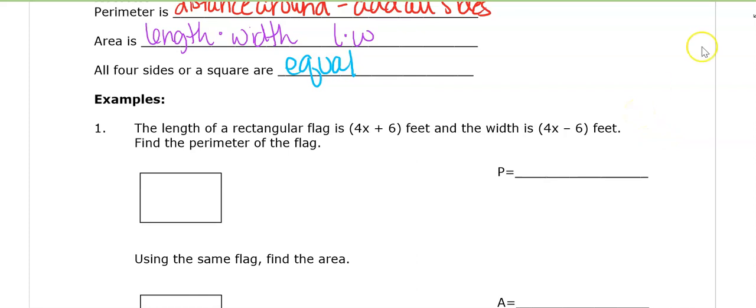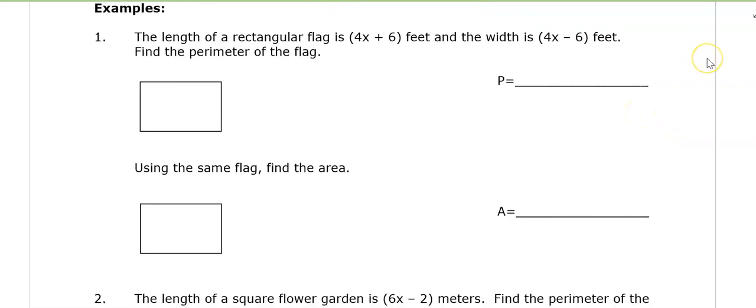Example 1 has 2 parts. I'm going to break it up for y'all. The length of a rectangular flag is 4x plus 6 feet, and its width is 4x minus 6 feet. Find the perimeter. The first thing we're looking for is the perimeter, and that is the distance around. So I'm going to label all of my sides and combine my like terms from there, because there's no sense in rewriting them to where it's harder to read.